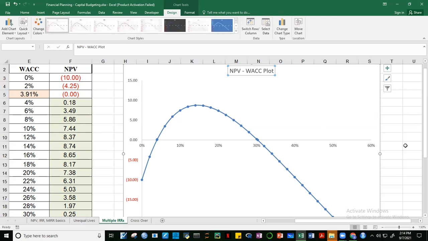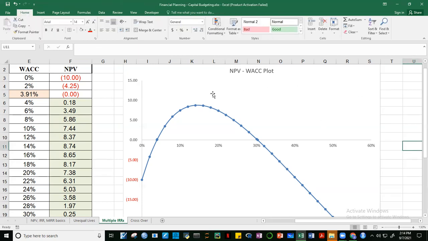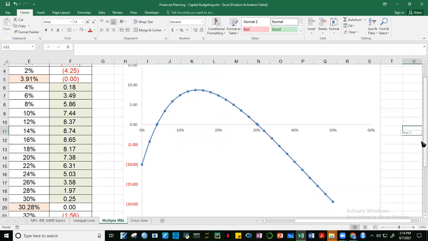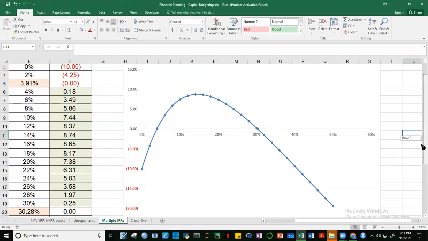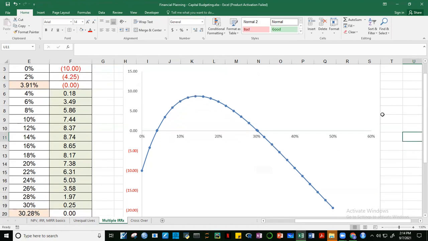Okay. All right. So, what do we see here, guys? This, ang y-axis natin, ito yung NPV. Ang x-axis natin, ito yung weighted average cost of capital. Okay. So, di ba sabi natin, ang 3.91 at saka 30.28, since IRR yan, therefore, ang value ng NPV niyan will be 0. So, andito siya. No? Yan. Ito, NPV 3.91.